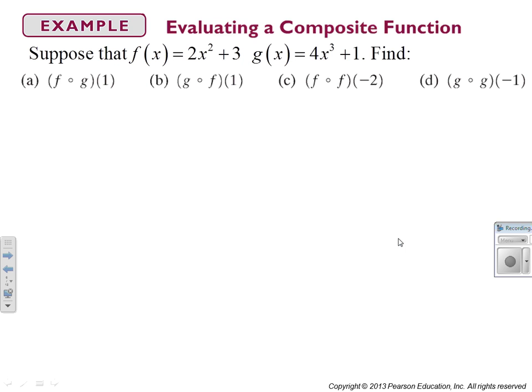Okay, so this is where I want you guys to start writing. For sure, write this down. We have a function f of x equals 2x squared plus 3. g of x is 4x cubed plus 1. We're going to find f of g of 1. We're going to find g of f of 1. We're going to find, this might be crazy, we're going to plug our function f into our function f and let x equal -2. And we're going to plug our function g into our function g and let x equal -1. In this case, the way we format is more confusing than the actual math.